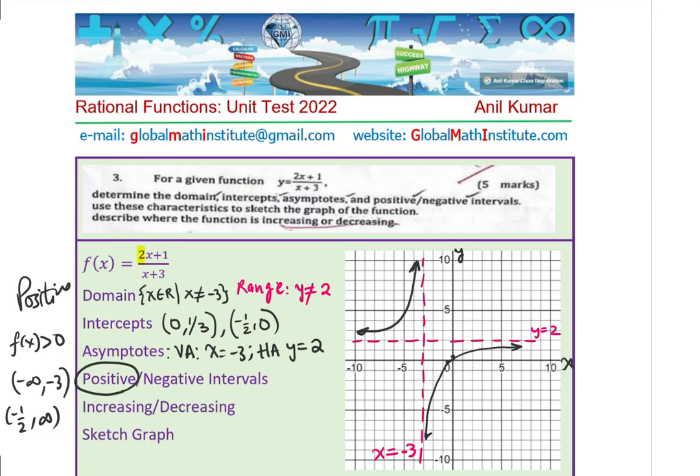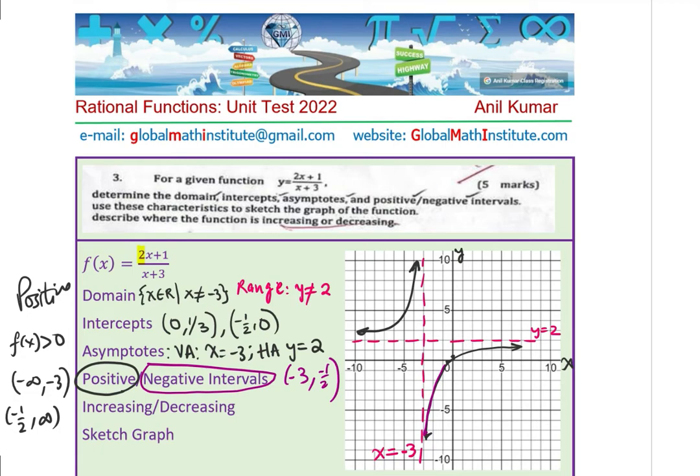Perfect. Okay, let me write down negative intervals now. Negative intervals is only in this portion from minus 3 to the x-intercept, which is at minus half. Is that clear to you? So that becomes the negative interval. You get the idea?